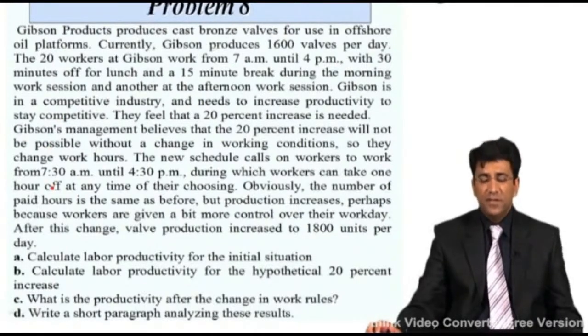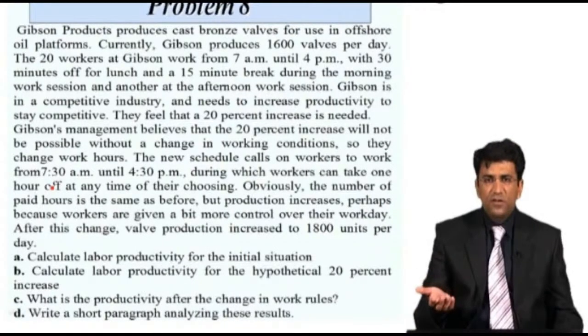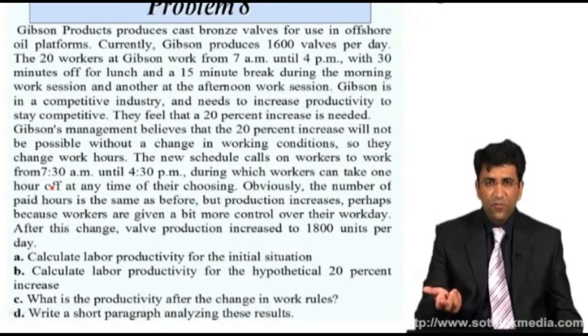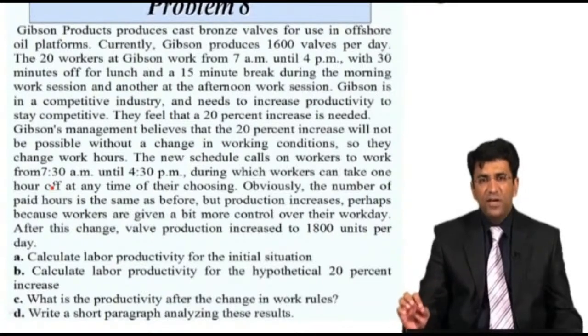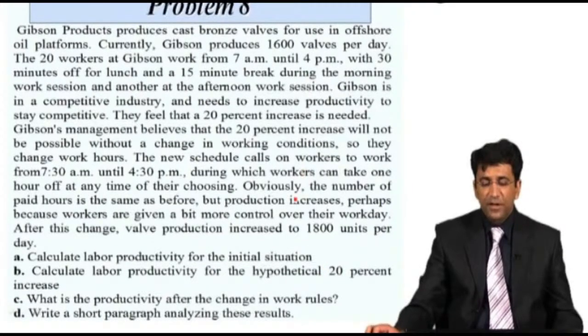Now students, what happened here? The management changed the working rules. They gave the autonomy to the workers that they can spend 1 hour of working at their own discretion, whether they come late for 1 hour, or leave early 1 hour, or take the 1 hour break in between, but they will still have to work for 8 hours. By changing these rules, the production level increased to 1800 units per day, which was initially 1600 valves per day.